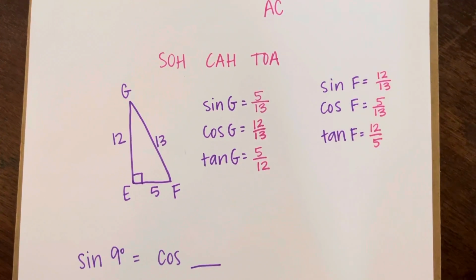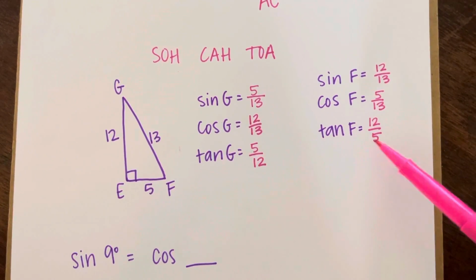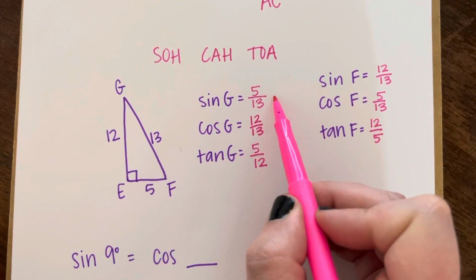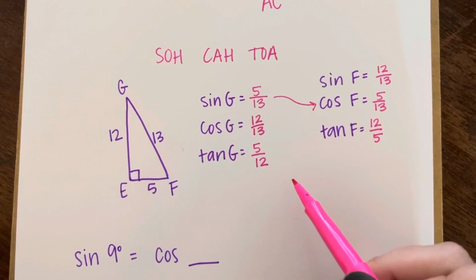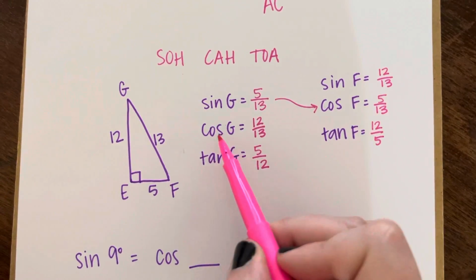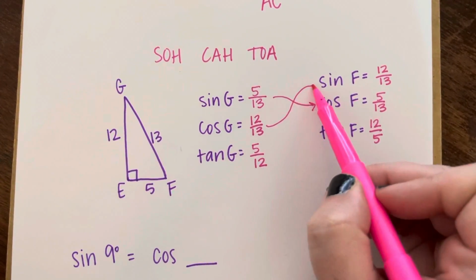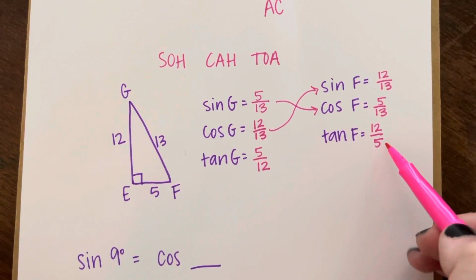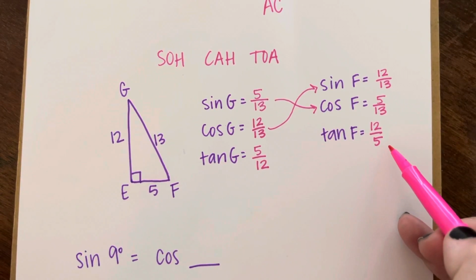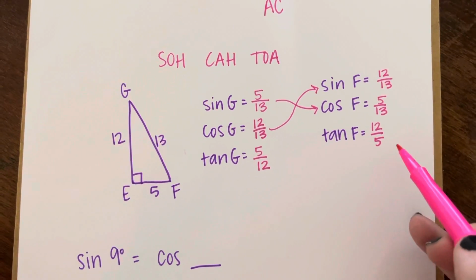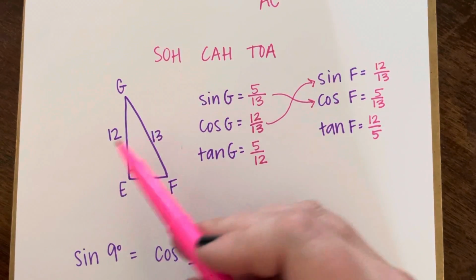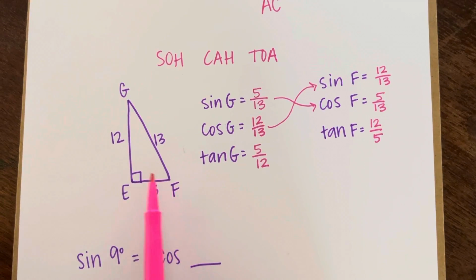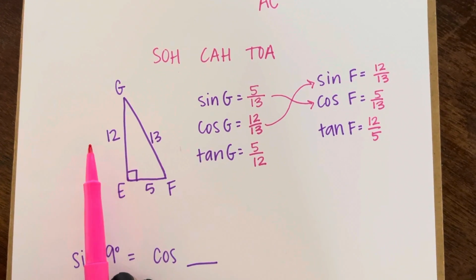Now, there are a couple things that you can notice about the two acute angles of a right triangle. Whatever my sine was of one acute angle, that was the cosine of the other. Same thing with the cosine of this one. That was the sine of this one. And for tangent, tangent of one is the reciprocal of tangent of the other. That will always be the case, because you only have 3 sides, so they get reused. If it was opposite for angle F, it's adjacent for angle G.